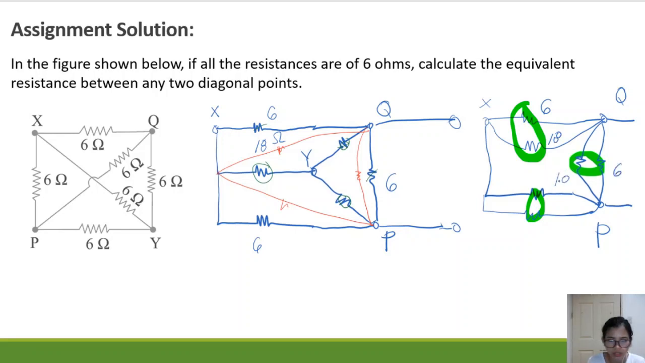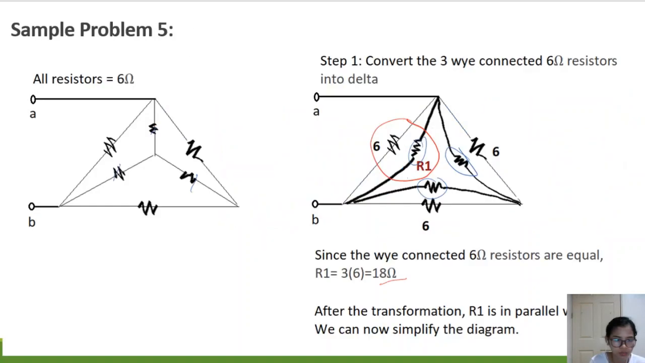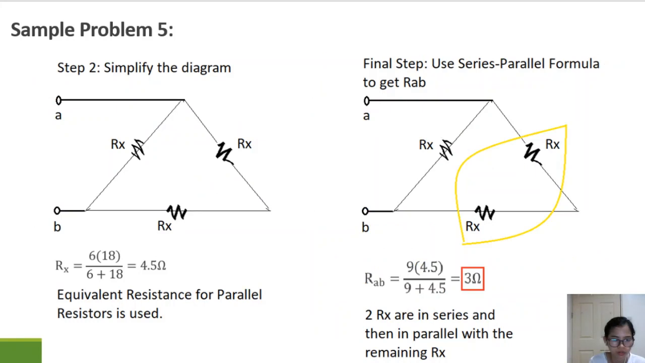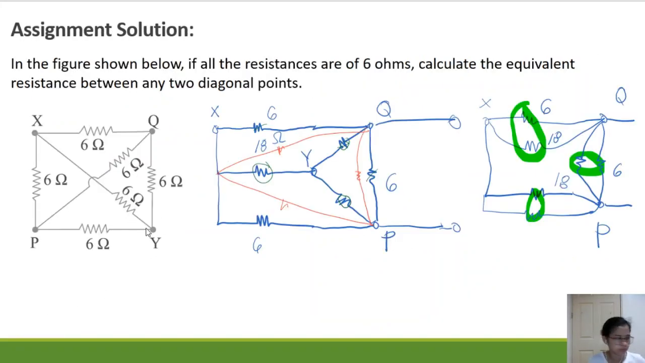6, 18. It is really similar to this one, right? It's similar to that one. So what's the answer for this problem? 3 ohms. So I won't be solving anymore manually, but we know, just refer to our sample problem, our QP is equal to 3 ohms.